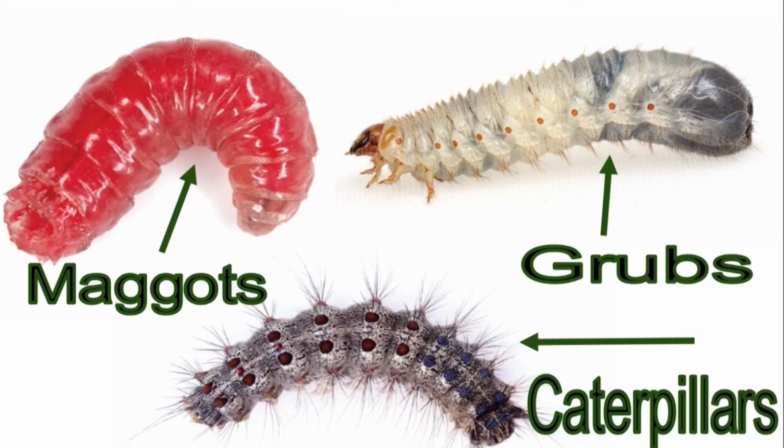Larvae feed and grow as quickly as they can. They also molt, or shed their hard exoskeletons. They do this many times as they grow because the exoskeletons don't grow with them. In this way, insect larvae grow larger each time they molt until they are ready to change into adult insects.